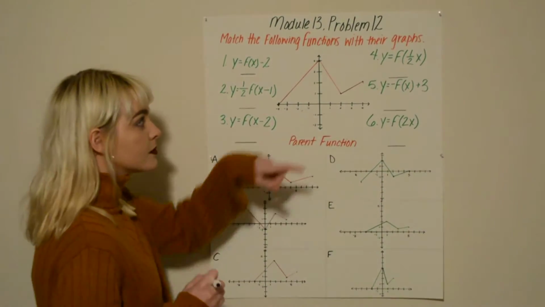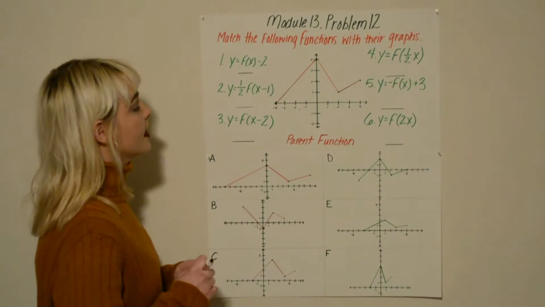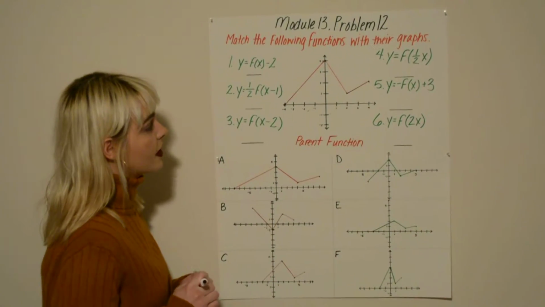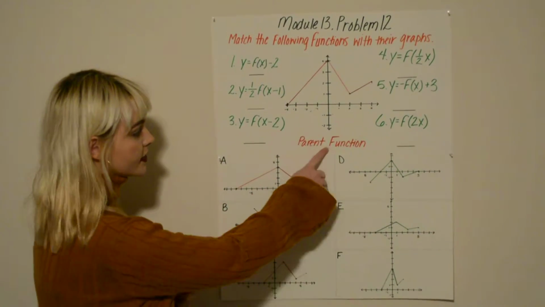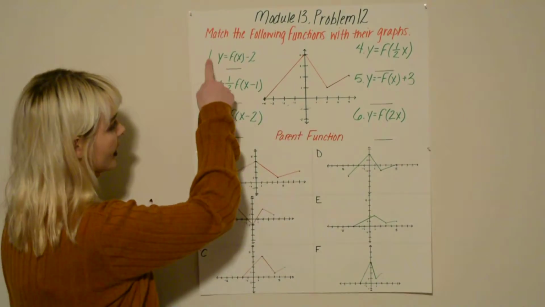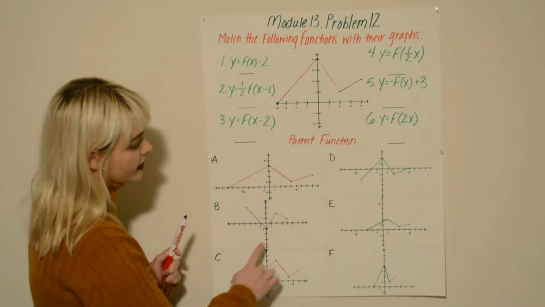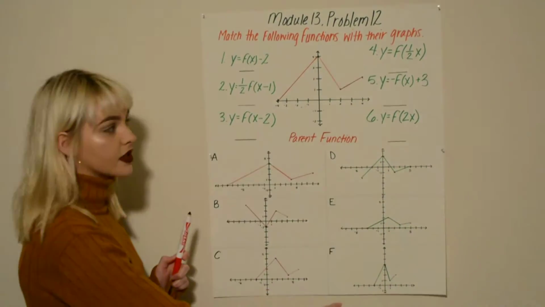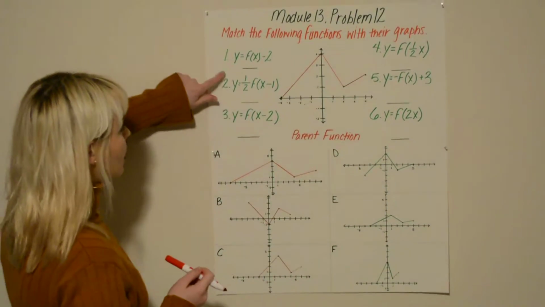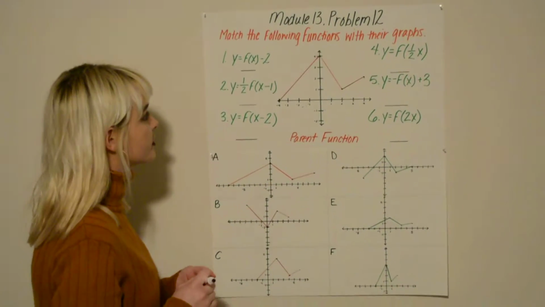Working on problem 12 from module 13, and the directions say to match the following functions with their graphs. Here's the parent function, and then here are the equations given and the graphs given. Okay, with number 1, we have f of x minus 2.